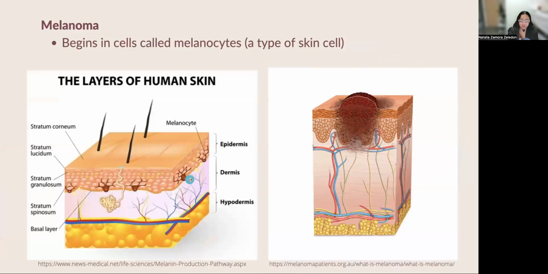Melanoma is considered to be the most serious skin cancer, and it begins in the melanocytes. Melanocytes are a type of cell in the layers of our skin which produces melanin, which is what gives your skin its color.